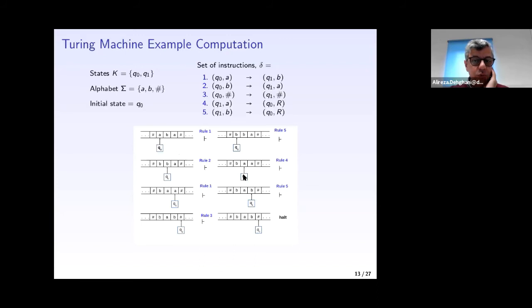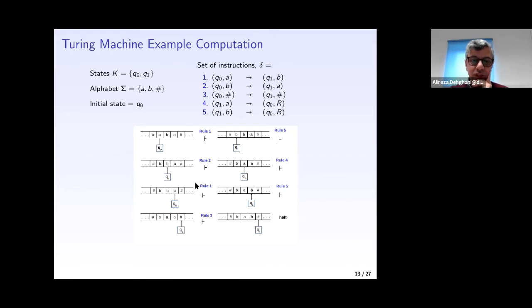Then Q1, A, that's here: Q0, right. So I'm in Q0 and I move right toward the A. Then again rule 1, I will get in here. Then rule 5, I will get to here. Let's check rule 5. I'm in Q1 and I will see B. Q1, B: I will go to Q0, right. Then I see a blank.